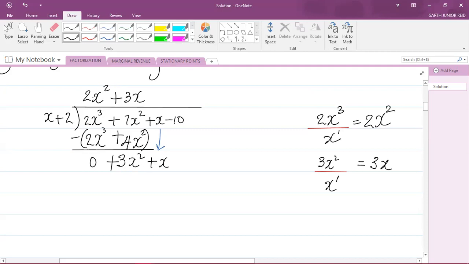And just like with the 2x squared, I'm going to multiply this 3x by each term in the divisor. So 3x multiplied by the x will give me a 3x squared, and 3x multiplied by the 2 will give me a positive 6x. And remember, our next step from here is to now subtract.